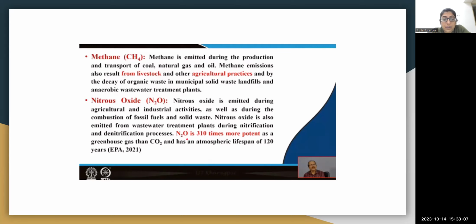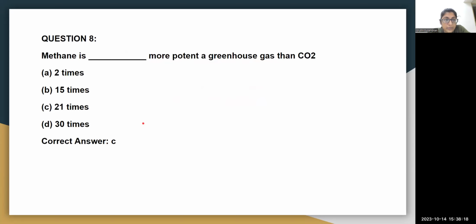Say if you release 1 ton of nitrous oxide, it is equal to releasing 300 tons of carbon dioxide. So the correct answer for this question is option C, methane, which is 21 times more potent as a greenhouse gas than carbon dioxide.